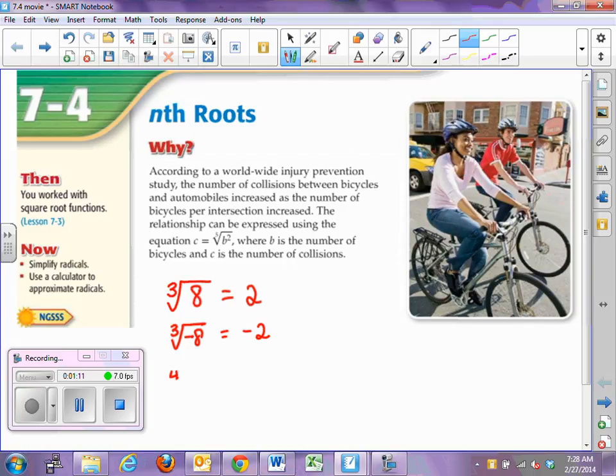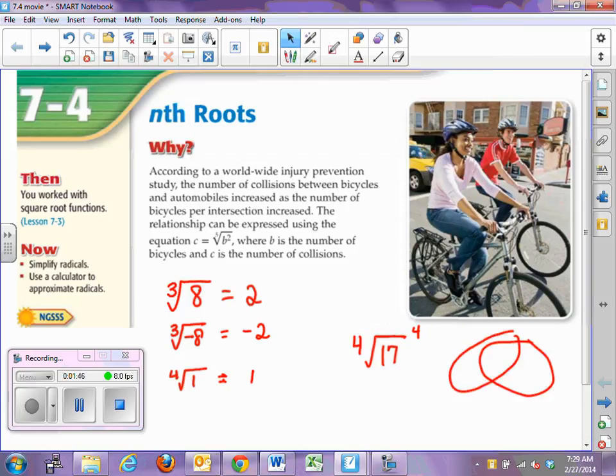Okay, how about the fourth root of 1, let's say? What number times itself 4 times gives us 1? It's 1. Now let's talk about something that comes up a lot, and I'm not sure that people are very familiar with it. Let's say you want to take the fourth root of 17 and raise it to the 4th power. What it's saying is, what number times itself 4 times gives me 17? Then I'm going to take that number and raise it to the 4th power. What do you think I'm going to get? Well, it's 17.